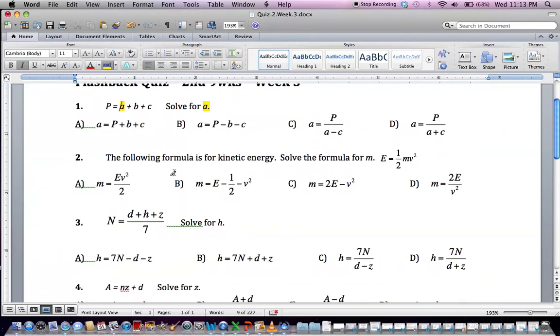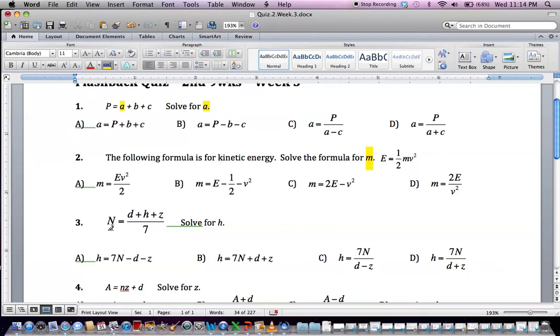Number 2, the following formula is for kinetic energy. Solve the formula for M. Okay, so we're solving for M. And here's the formula: E equals 1/2 M times V squared. Remember, we're solving for M. That's important right there. Remember that in order to get rid of this fraction, you've got to use the reciprocal. You've got to multiply by the reciprocal. So there's a clue there to get you going. But we want to solve for M.